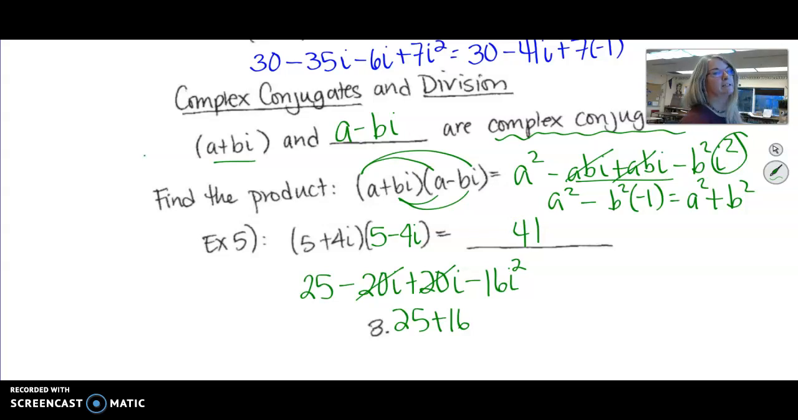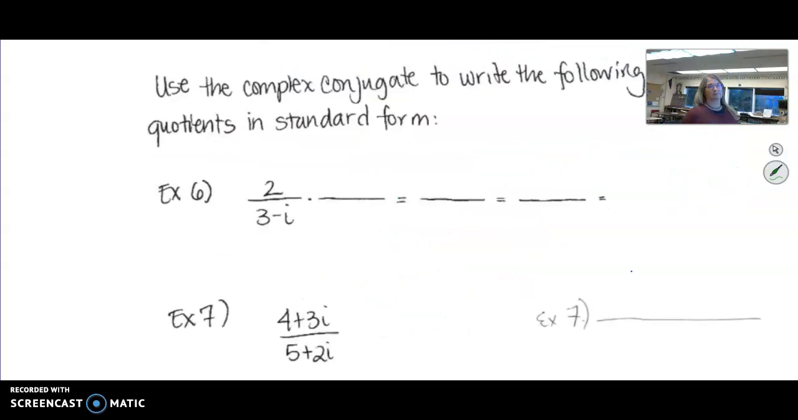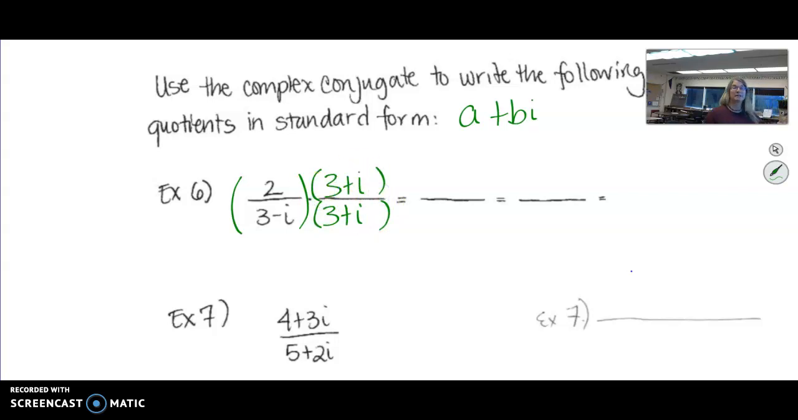All right. So let's apply this to something. We're going to use a complex conjugate to write a complex number in standard form. Standard form is this a plus bi. So we don't want to have the complex part in the denominator. So what we're going to do is take this complex number in example 6 and multiply the top and bottom, because if I do the same thing with the top and the bottom, I'm really multiplying by 1, and I'll get rid of the i part in the denominator. It's kind of like rationalizing the denominator.